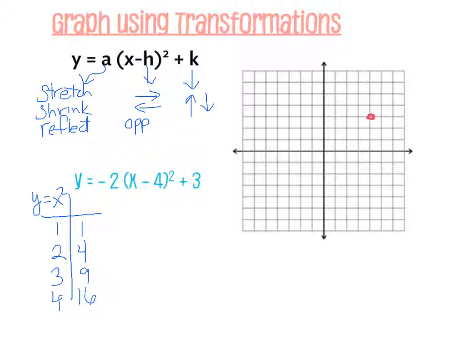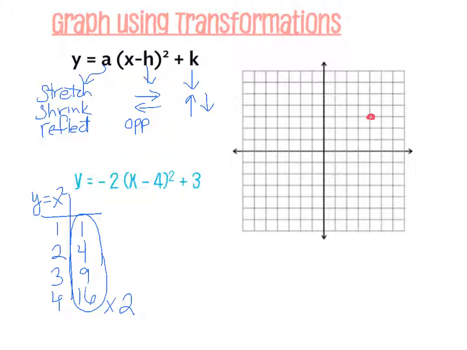What changes here is this y value that used to just equal x squared is now 2 times whatever it used to be. This a value is getting multiplied by my squared term. That's going to make my y values twice as big as they normally would be, which means all of these y values in my table are going to get multiplied by 2. And it's actually a negative 2. I'm just going to remember the negative is going to make it go downward instead of upward.